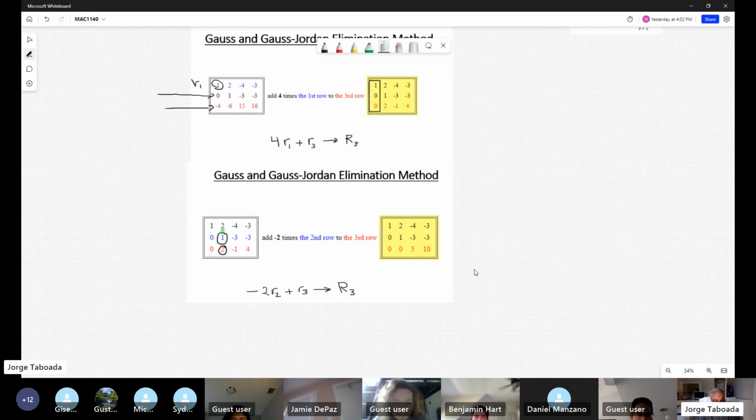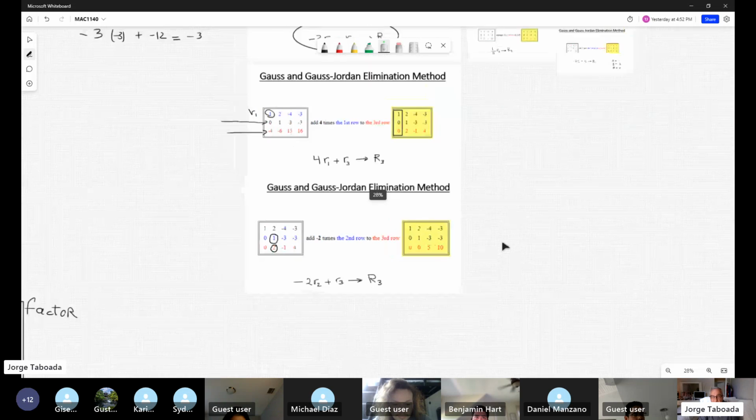I finish row 1. Pivot 1 doing its job. Now moving to the pivot 2. Plus row 3 is the row that contains the element that I want to become 0. So 0. I finish. Okay.